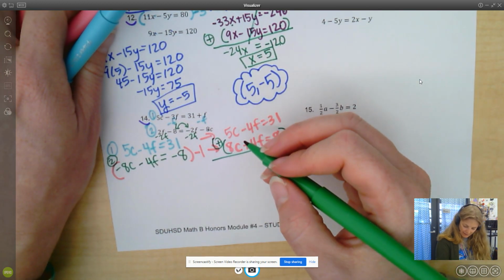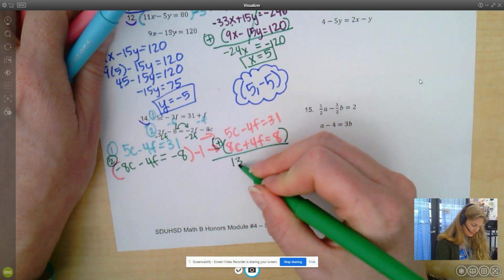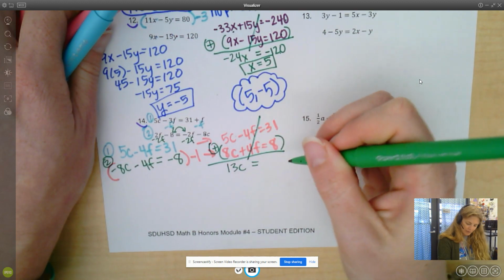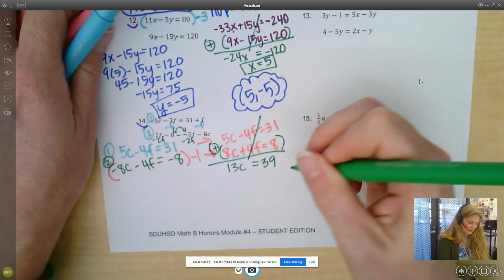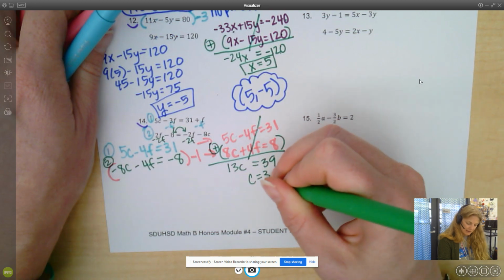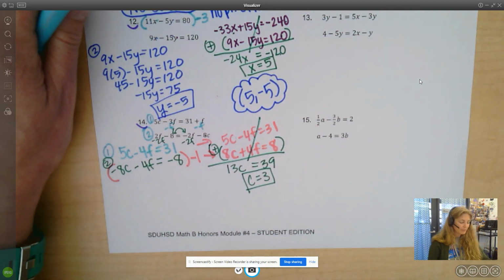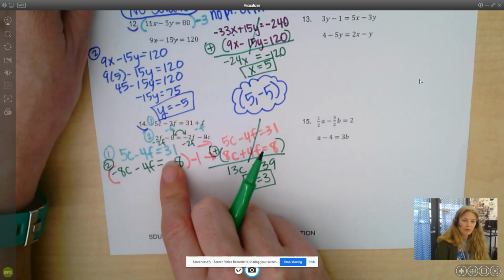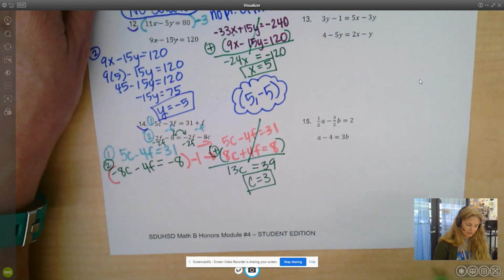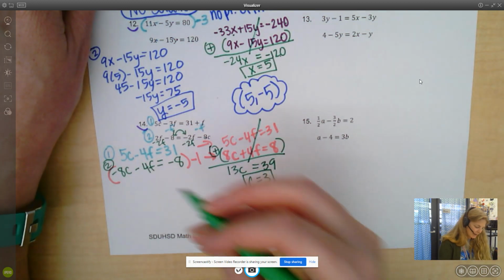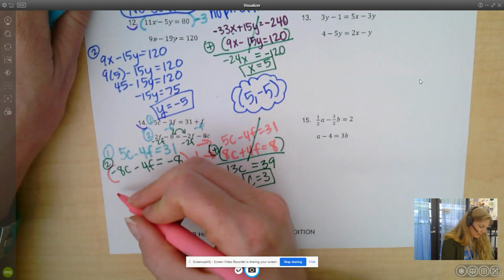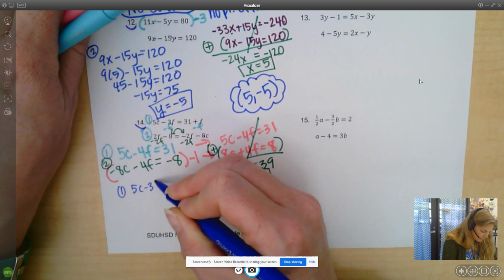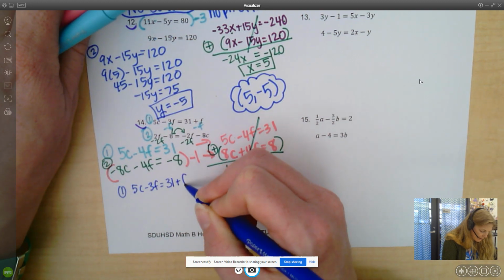5c plus 8c is 13c, -4f plus 4f cancels f. 31 plus 8 is 39. Divide both sides by 13, and c is equal to 3. From here, I still need to solve for f. You could use one of your manipulated equations. I really like going back to my original just in case I'm making a really silly mistake. So I'm going to use equation 1 and say 5c minus 3f is equal to 31 plus f.